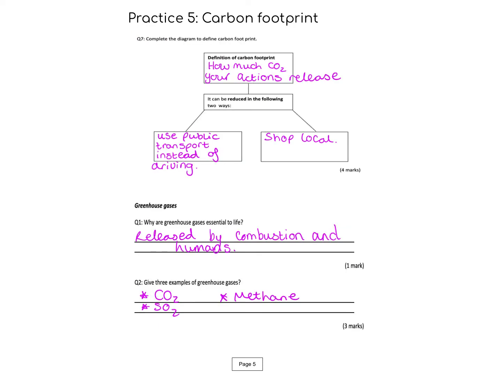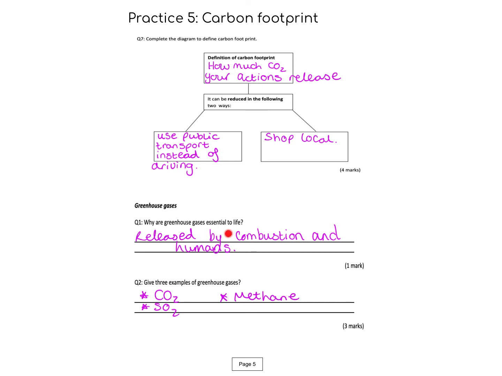Carbon footprint is how much CO2 your actions release, such as how much CO2 driving or walking around releases. Ways we can reduce our carbon footprint include using public transport instead of driving, walking instead of driving, shopping local, thinking about how much energy we use, and switching things off instead of leaving them on standby.